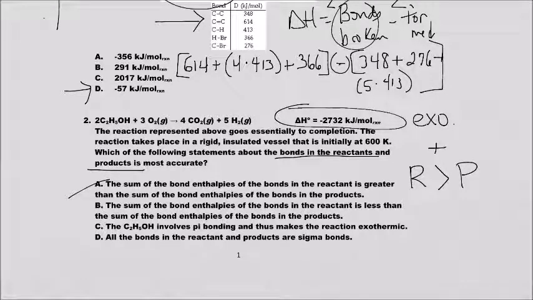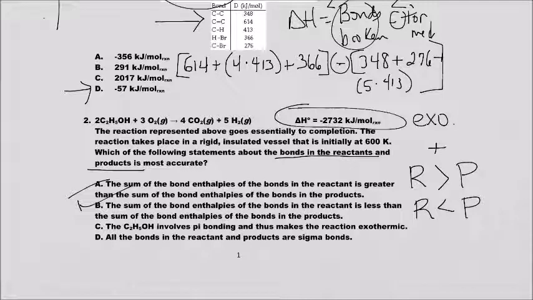Let's look at B. The sum of the bond enthalpies of the bonds in the reactants, so we've got reactants again, is less than the sum of the bond enthalpies of the bonds in the products. All right, now would that work? Because we're subtracting here. And yes, I think B is a really good choice, but let's consider what's left. The ethanol involves pi bonding and thus makes the reaction exothermic. Well, we haven't learned anything about a certain type of bonding causing exothermic. It's about the relationship of how strong bonds are and then how much energy bonds release when they form.